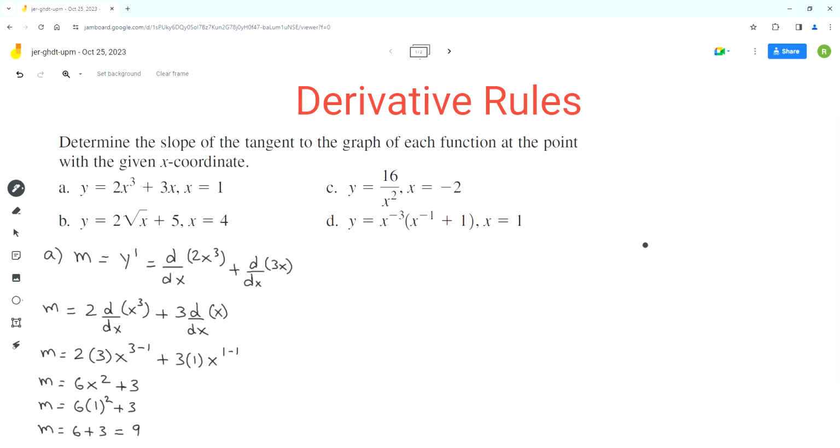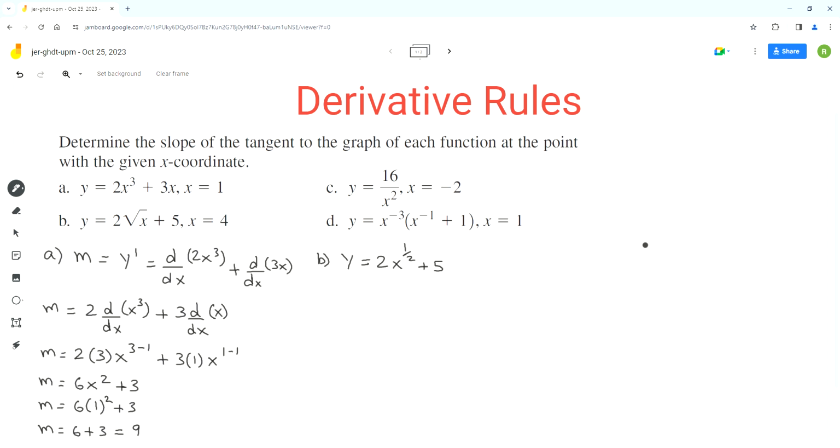Now we can analyze part B. The given equation is y equals 2 square root of x plus 5 and the x coordinate is equal to 4. In this one, the first step is to change the radical into a rational exponent. So we can write that as y equals 2 times x exponent 1 over 2 plus 5.